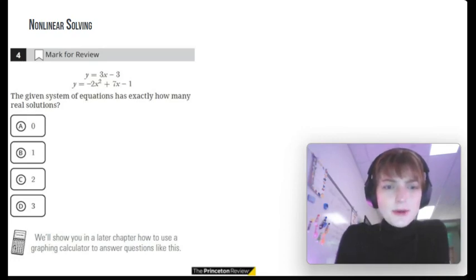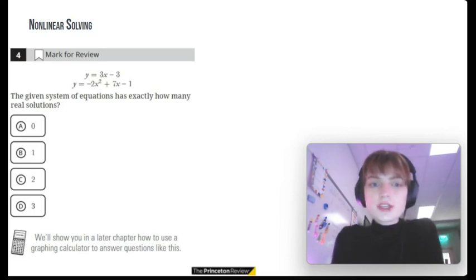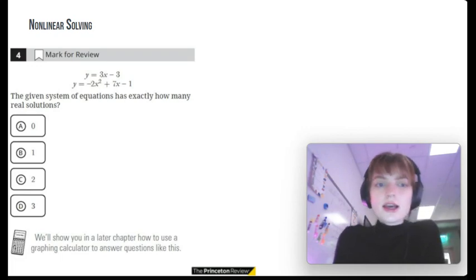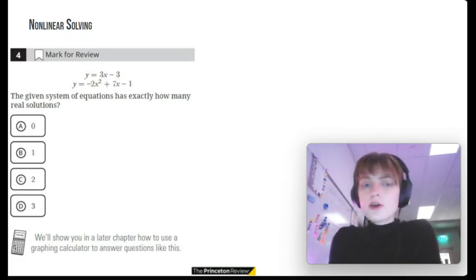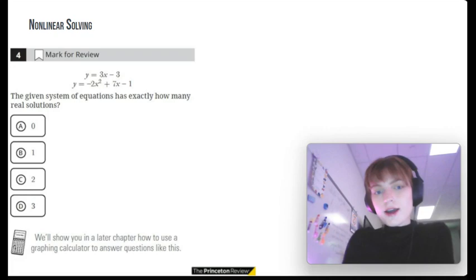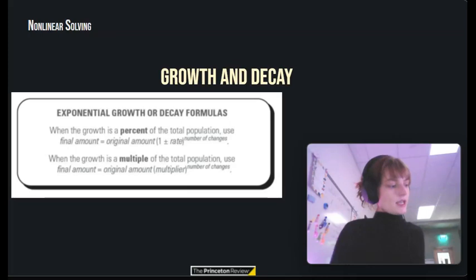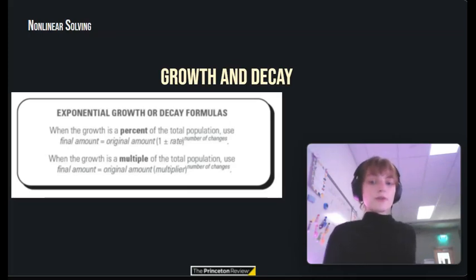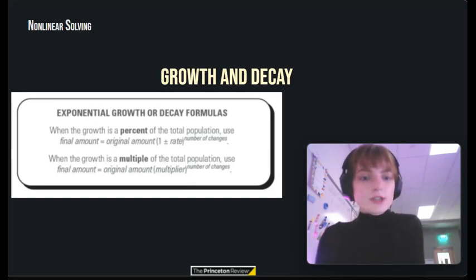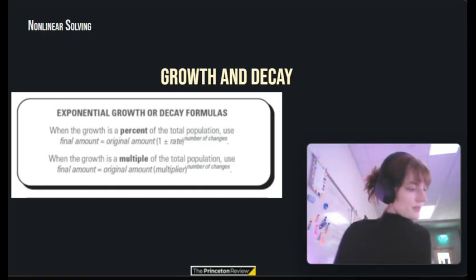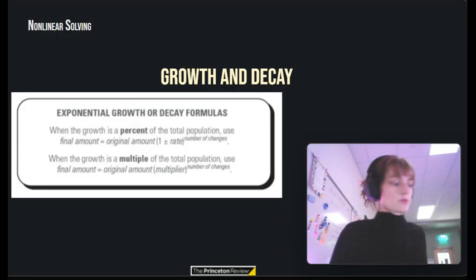In example number 4, we will practice finding the number of solutions given a system of equations where one of the formulas is a quadratic formula. And our final piece of new information is on growth and decay. Exponential growth or decay formulas can be applied to real-life situations as well as the SAT.